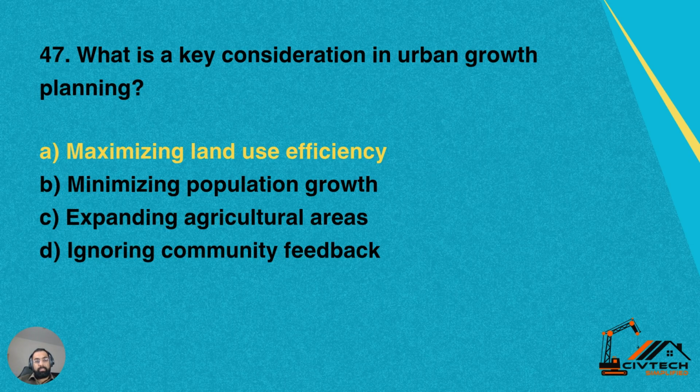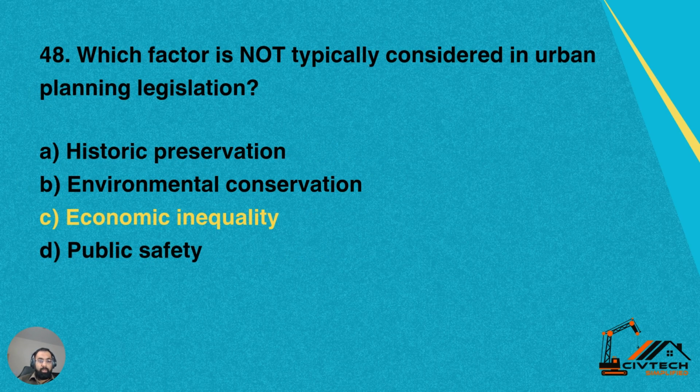Question number 47. What is a key consideration in urban growth planning? Number A, maximizing land use efficiency. Number C, expanding agricultural areas. Number D, ignoring community feedback. Yes, urban growth planning maximizes land use efficiency. So option A is correct for this question.